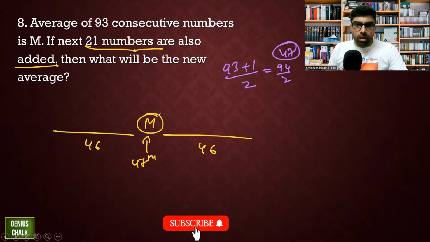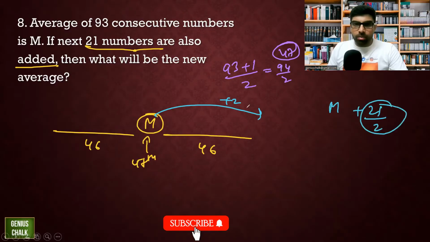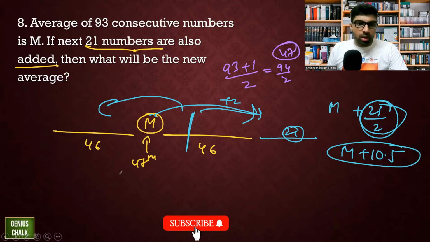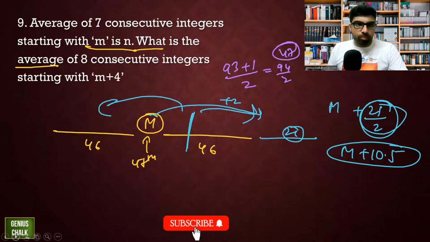I have told you the rule. If there are 21 numbers added, then old average plus 21 by 2. Why? Because whatever number we are increasing here, 21, the same will be distributed and half will go this side, half will go this side. That's why we are dividing by half. So the correct answer must be M plus 10.5. This is my new average.